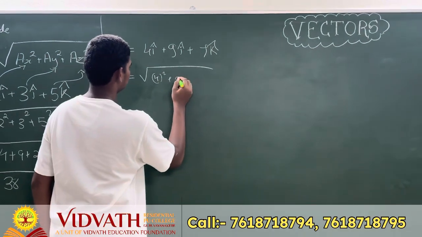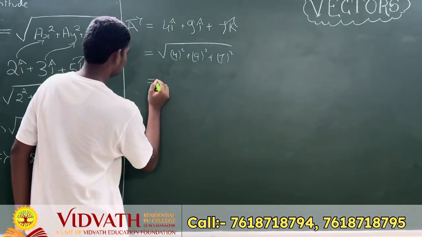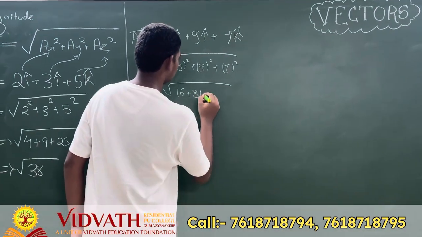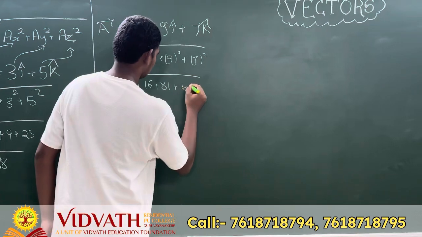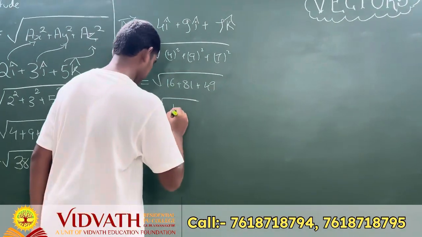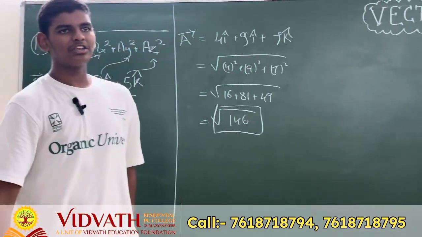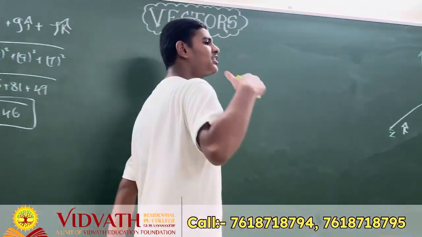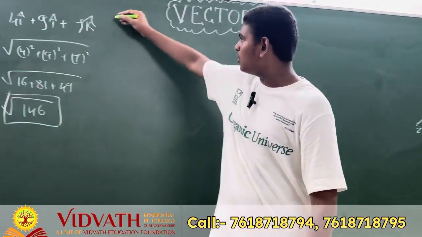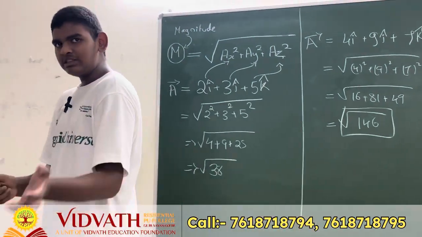4 square plus 9 square plus 7 square, which is 16 plus 81 plus 49. And this is whole root 146. Yes. So all the warriors right here standing have cleared the round 1 and are leading to the boss level. So level 1 completed. So now moving on to the next topic.